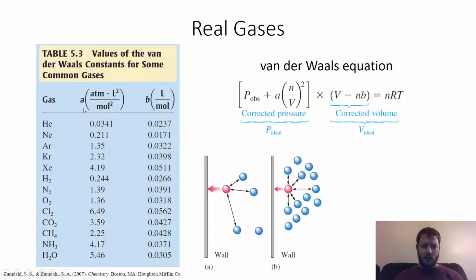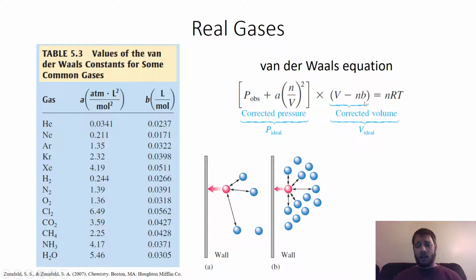Therefore, A has to be a lot larger of a value, and therefore more corrective than, say, something like helium, which doesn't have hydrogen bonding, which does not have dipole interactions. It just has van der Waals attractive forces. And so the greater the intermolecular forces, the more that pressure needs to be corrected in the ideal gas law. And so that's how the pressure gets corrected.